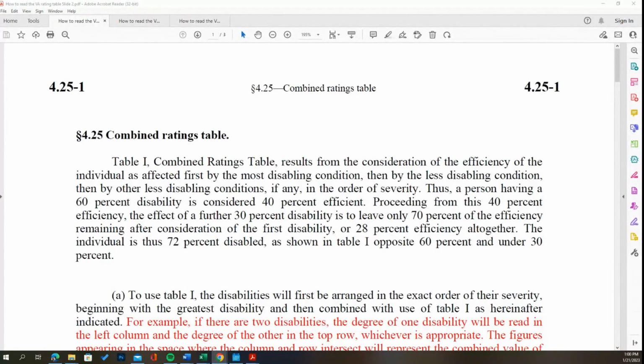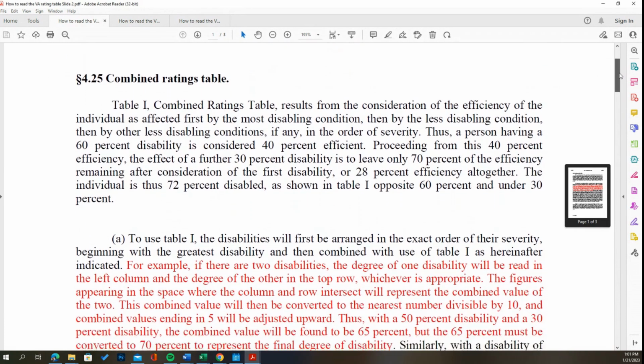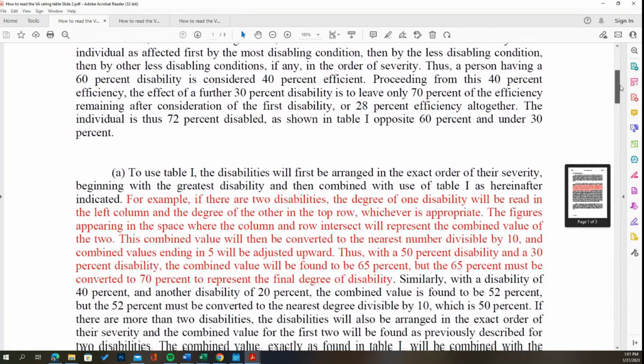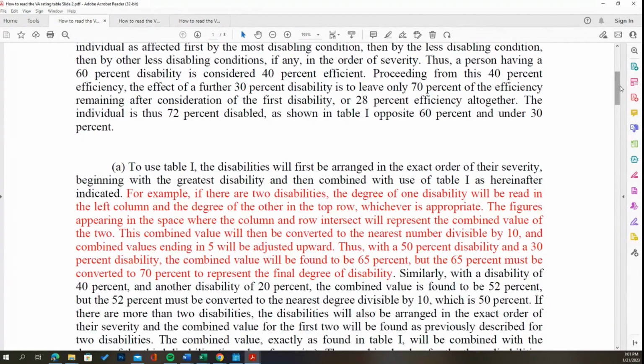So as you can see, this is the VA's 38 CFR 4.25 combined rating table. Now, you can go to the VA's website, va.gov, go to the top right, type in combined rating table, or just Google 38 CFR 4.25, and you'll see exactly what I'm showing you here. Okay, so let's scroll down and we're going to go through what I have highlighted in red.